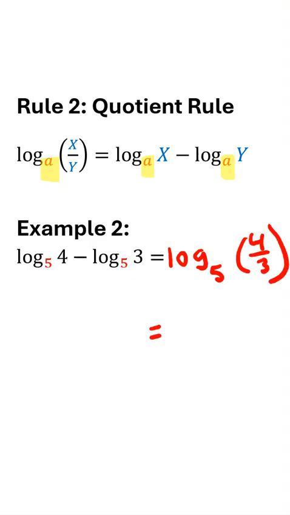And now if we want to evaluate this answer to 2 decimal places, we just put log of the argument, which is 4 over 3, over log 5, and we get 0.1787. So let's round this answer to 2 decimal places, and we get 0.18.